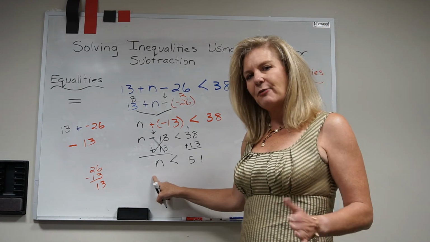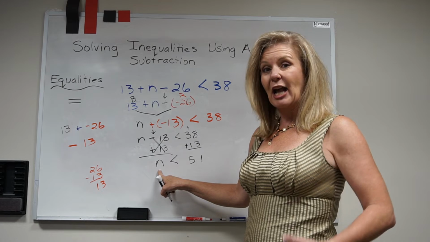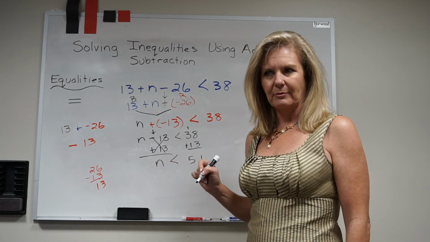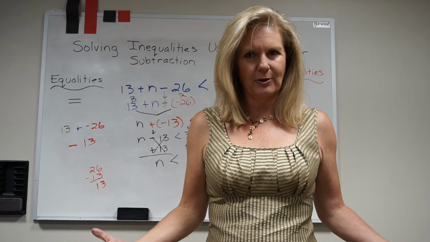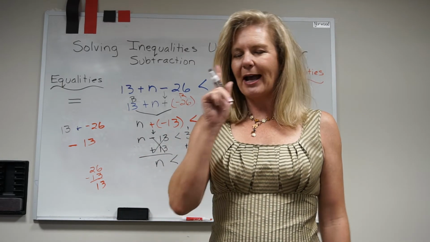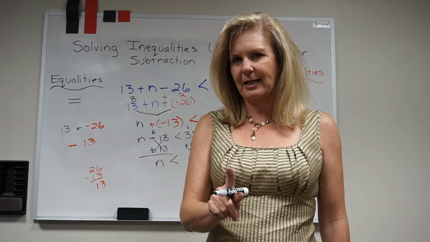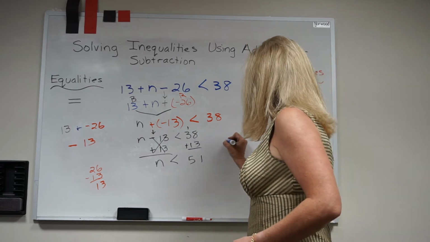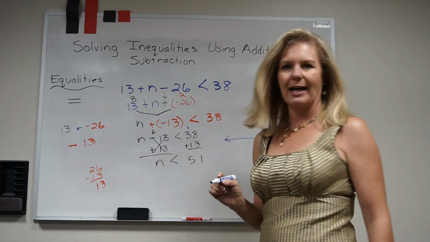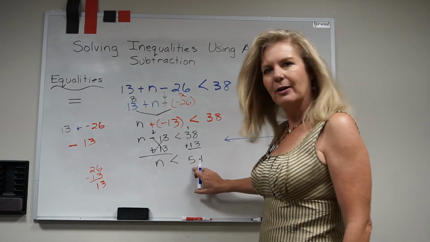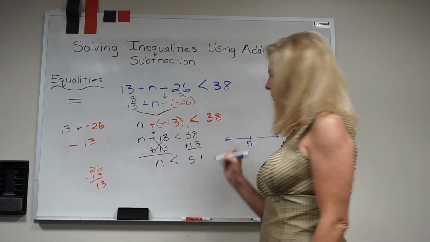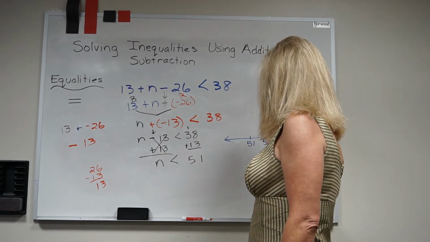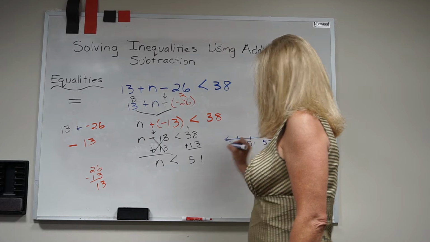Now here's the big difference with inequalities. I read it from the side of my variable. And what I say is all numbers that are less than 51. Well, there's an infinite number of numbers less than 51. So I have to show my answer differently with an inequality. And the way that we do that is we draw a number line. And you don't need the entire number line, you just need the number that you found in your inequality and a number on both sides. So I have 51, I have 52, and I have 50.